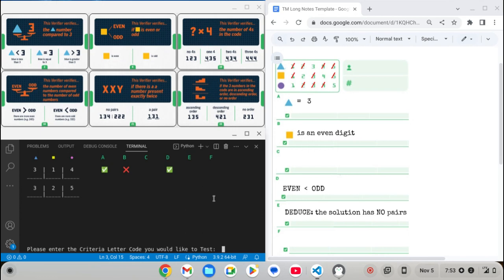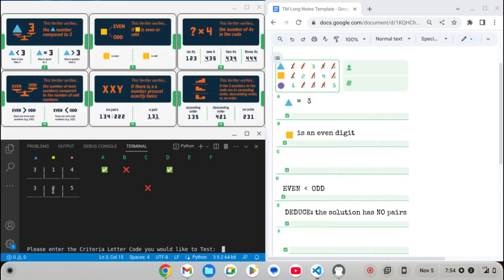So let's see. Yeah, let's go ahead and test criteria card C. I don't know, if we do F and we find out there's no order, that really doesn't tell us much. So let's go ahead and test criteria card C.